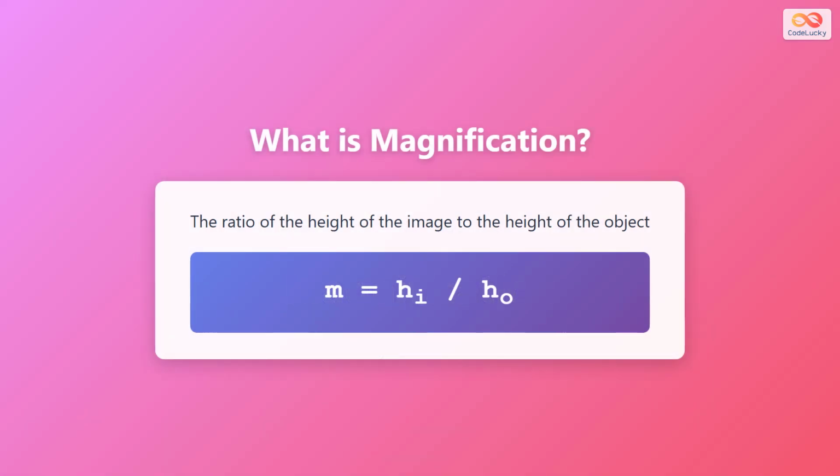Magnification is defined as the ratio of the height of the image to the height of the object. In simple terms, it compares how tall the image is to how tall the actual object is. The formula for magnification is m equals hi divided by ho, where m represents magnification, hi is the image height, and ho is the object height. This ratio tells us whether the image is enlarged, reduced, or the same size as the object.